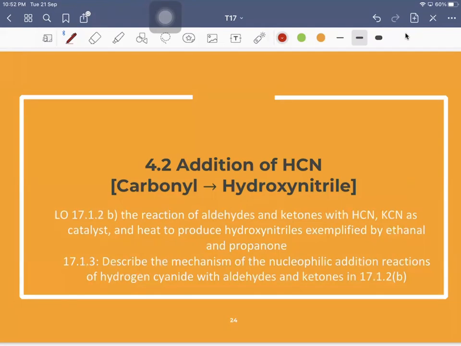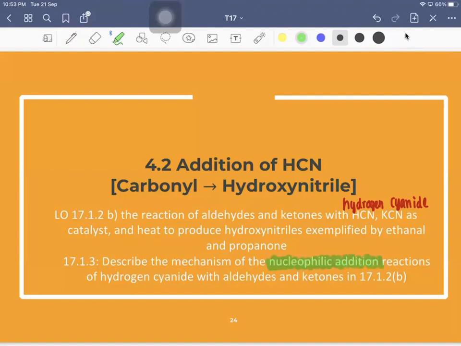The learning objective for this one would be the reaction of aldehydes and ketones with HCN, which is your hydrogen cyanide. Let me just write it down. With your potassium cyanide as catalyst, you need to heat the reaction and to produce hydroxynitrile. So examples that you're going to use will be ethanal and propanone. Okay, describe the mechanism of the nucleophilic addition. So that is a hint for the name of the mechanism, nucleophilic addition.